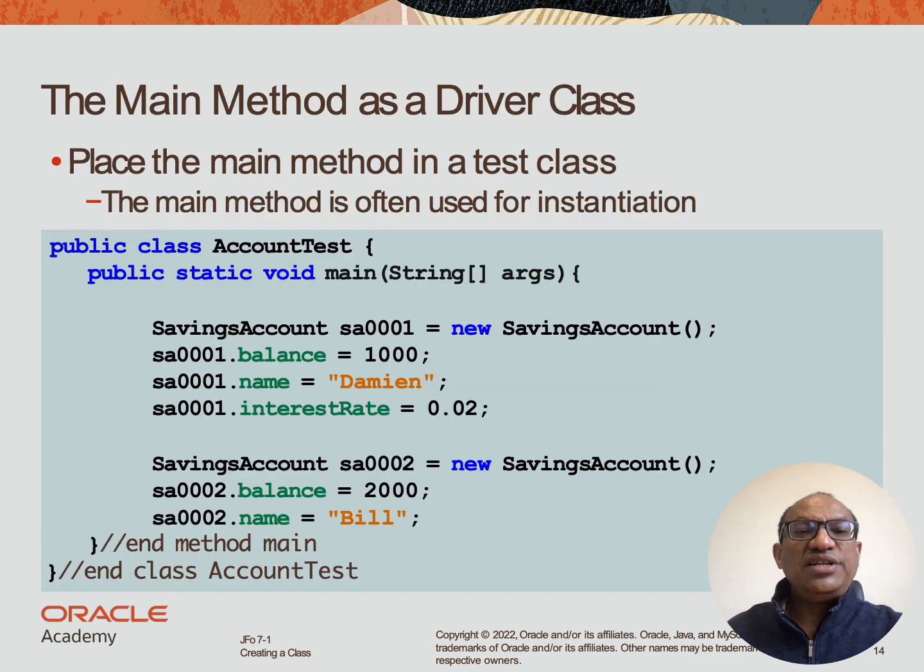Here is how you test it in a separate class. This is how we keep the main method clean. Just create objects and interact with them.